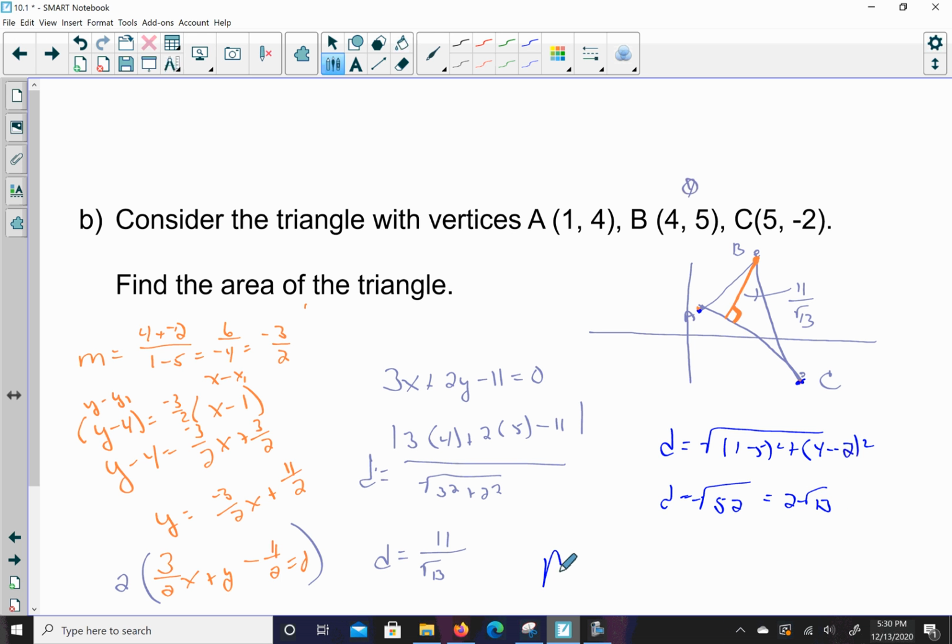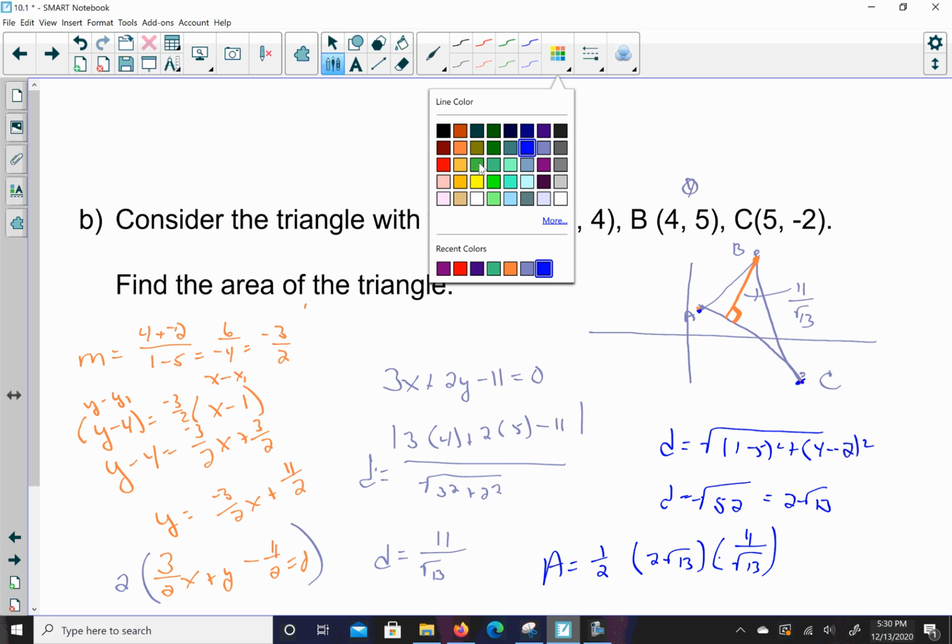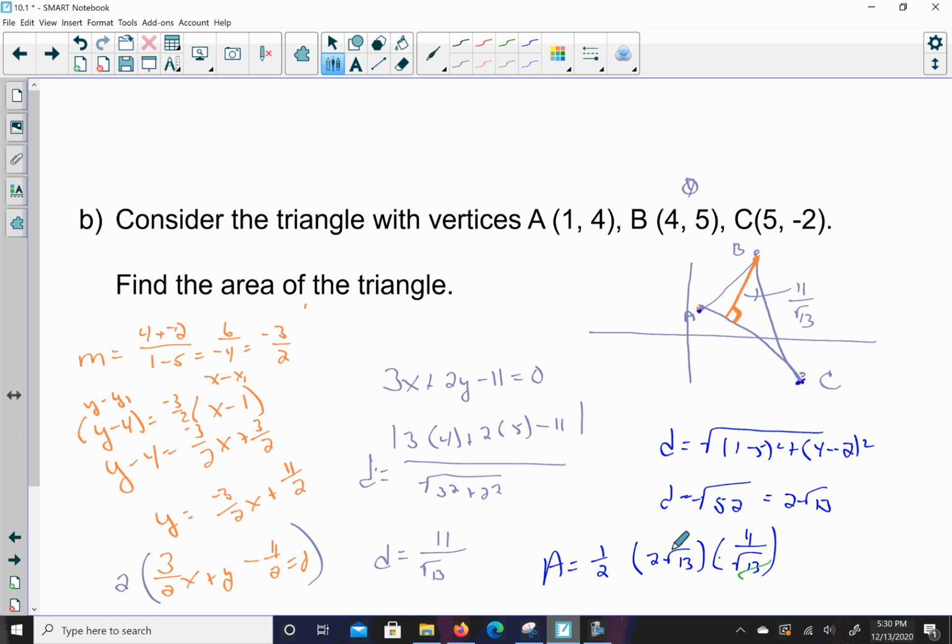So to find the area of this triangle, I'm going to take 1/2 the base, which is 2 times the square root of 13, times the height, which is 11 over the square root of 13. The square roots of 13 will simplify. The 2's will simplify, and my area is going to be 11 square units.